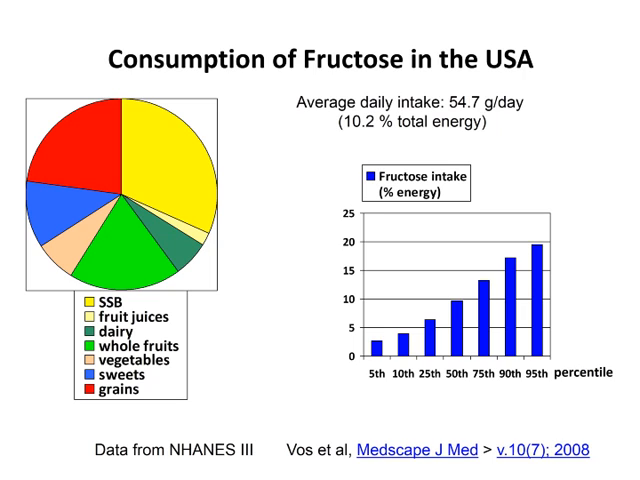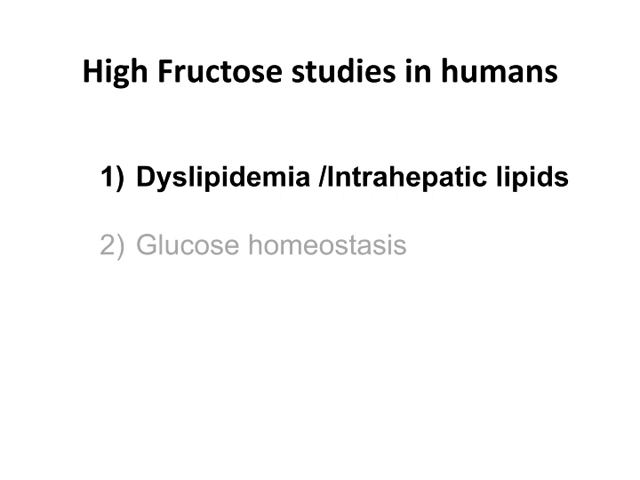There is, of course, some variation, and maybe 10% of the population are really high sugar consumers, and they have fructose intake up to 15-20% of total energy intake. Now, I will focus on two specific aspects: the effects of short-term high fructose feeding in humans on plasma lipids and intrahepatic lipids, and second, on glucose homeostasis.